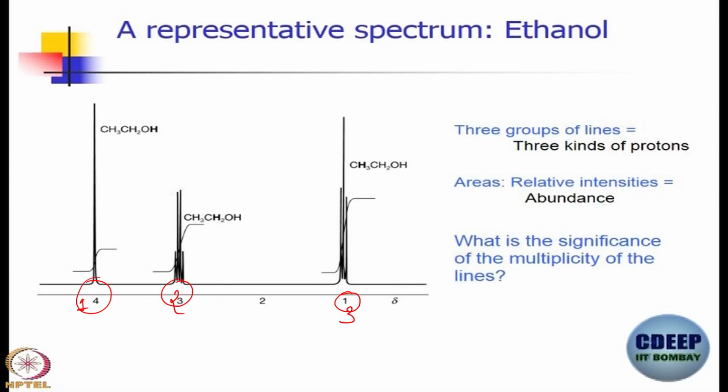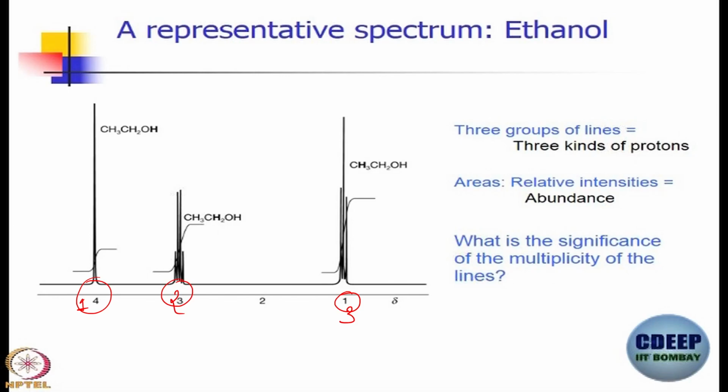You know the rule, right? 2nI plus 1. Here I is the spin for the proton, so I is half, and n is the number of protons in the nearby proximity, that is 2, right? On the next carbon there are 2, so 2 into 2 into half plus 1, so 2nI plus 1, that is 3. That is why you are seeing a triplet in the case of this methyl one.